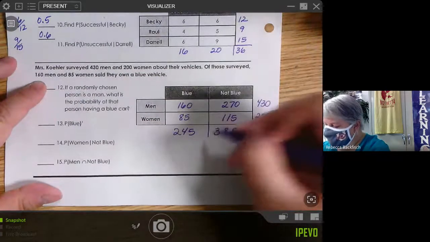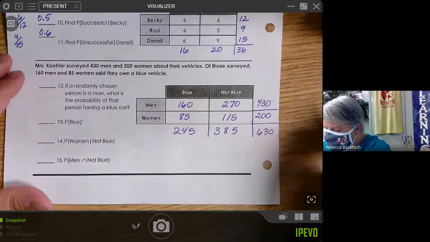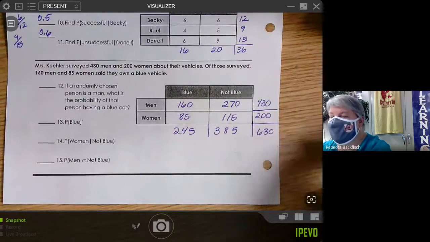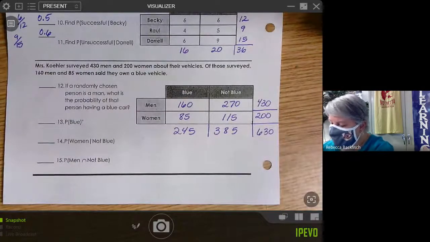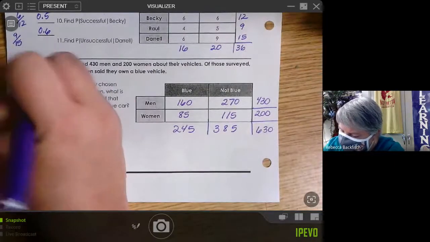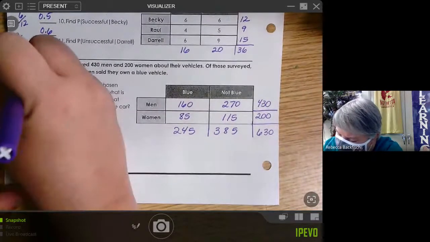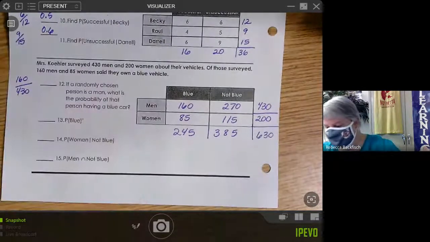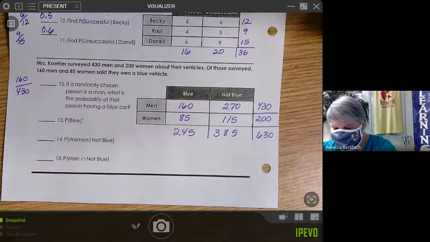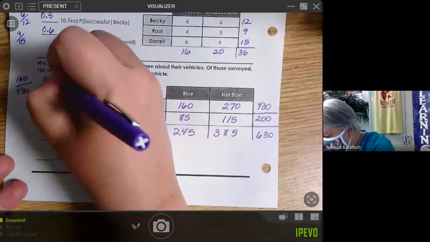Okay. All right, so if a randomly chosen person is a man, so that just narrowed it down. So now we're talking only out of the men row. So out of 430, what is the probability of that person having a blue car? 160. So 160 out of 430. 0.37.